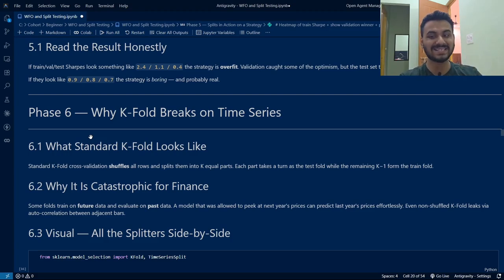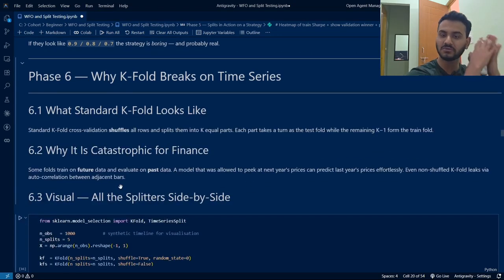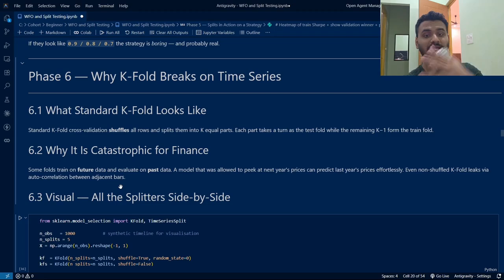Now, why is it catastrophic for finance? Some folds train on future data and evaluate on past data, which is basically sneaking a peek at the future, which in a live market you won't have. Right, now even non-shuffled k-fold leaks via autocorrelation between adjacent bars.